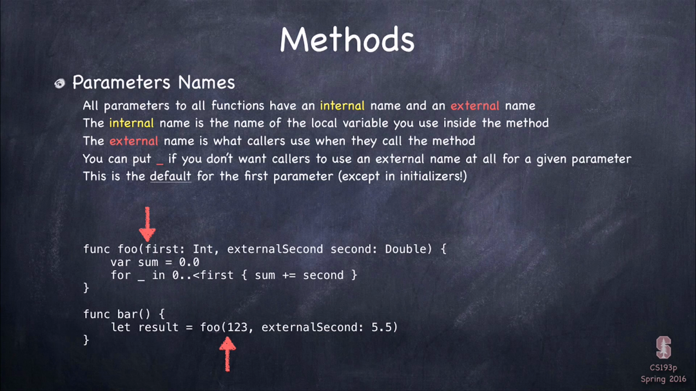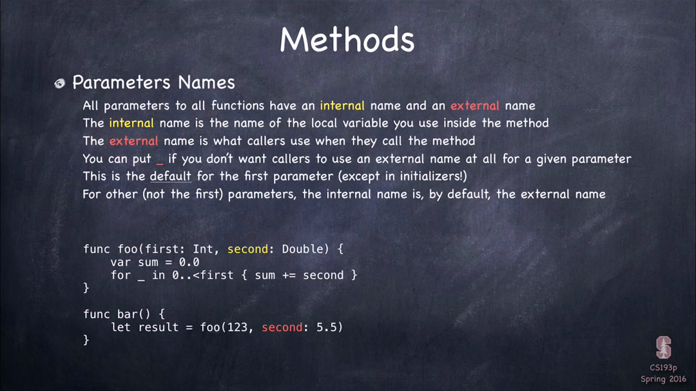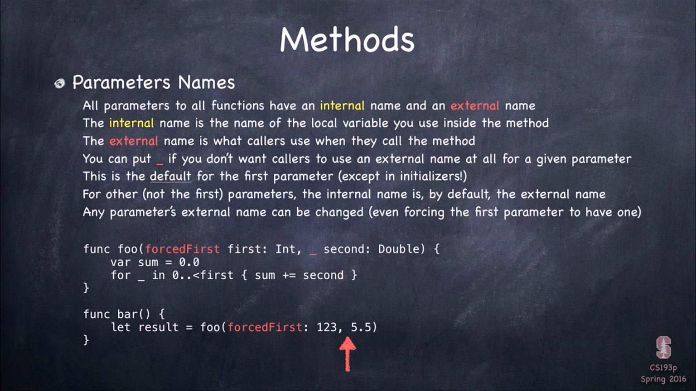Now you could specify an external name for the first. It's legal. I'll show you that in a second. But by default, underbar is the external name for the first parameter only. For all the other ones, the default is the internal name. So if you don't have an external name, then it defaults to being the internal name. Got it? Any parameter's external name can be changed. You can change even a second one to be underbar so that the second one has no name.